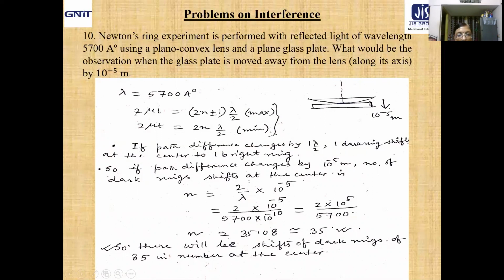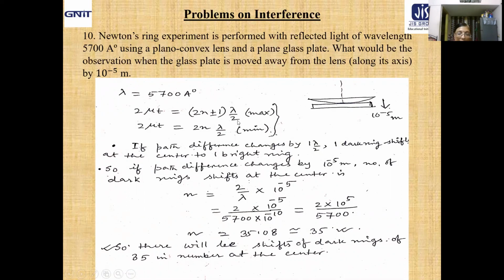Now, look here. These are the two conditions of maxima and minima in case of the reflected system. It is mentioned as reflected system. And even if nothing is mentioned in the question, always consider reflected system because that is the more common one, because contrast is better in reflected system than in transmitted system. That was mentioned in the last class. Now, 2 mu t equal to (2n plus minus 1) lambda by 2 is the condition of maximum, and 2 mu t equal to 2n lambda by 2 is the condition of minimum.